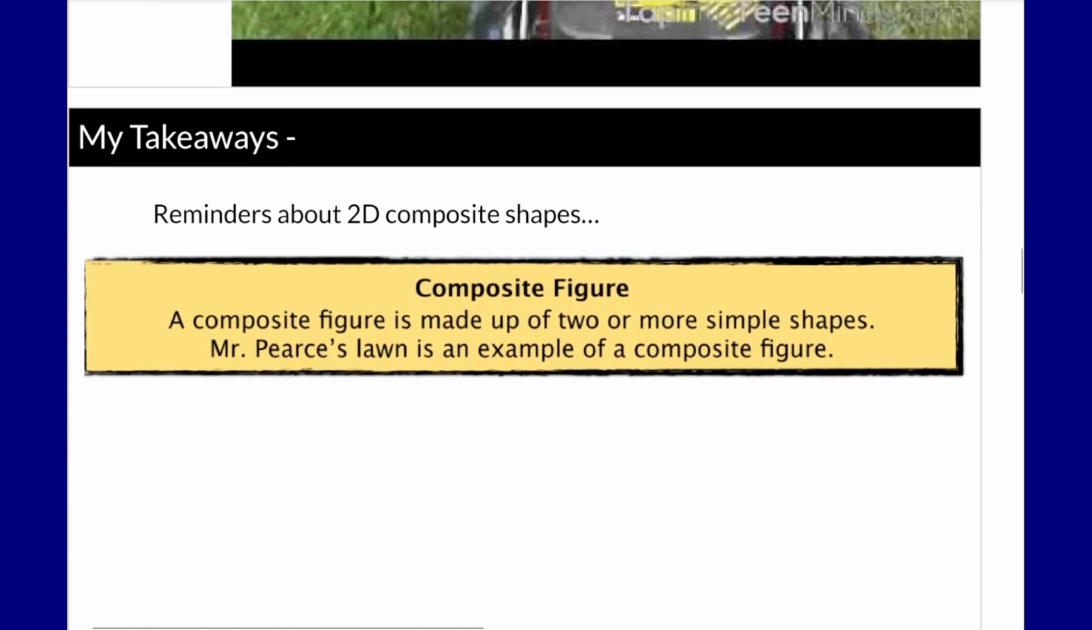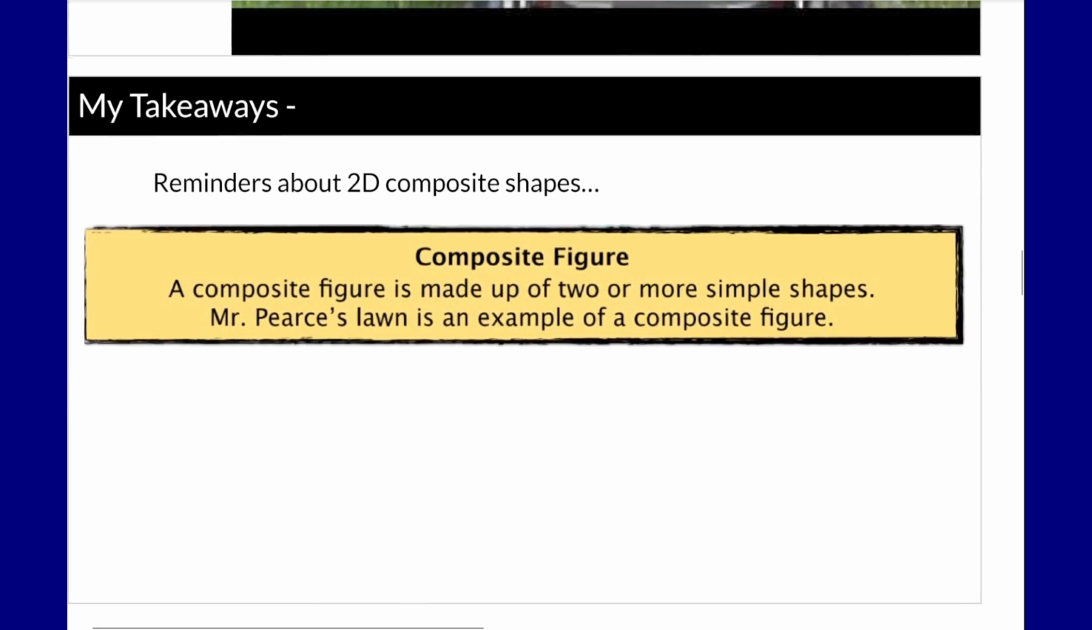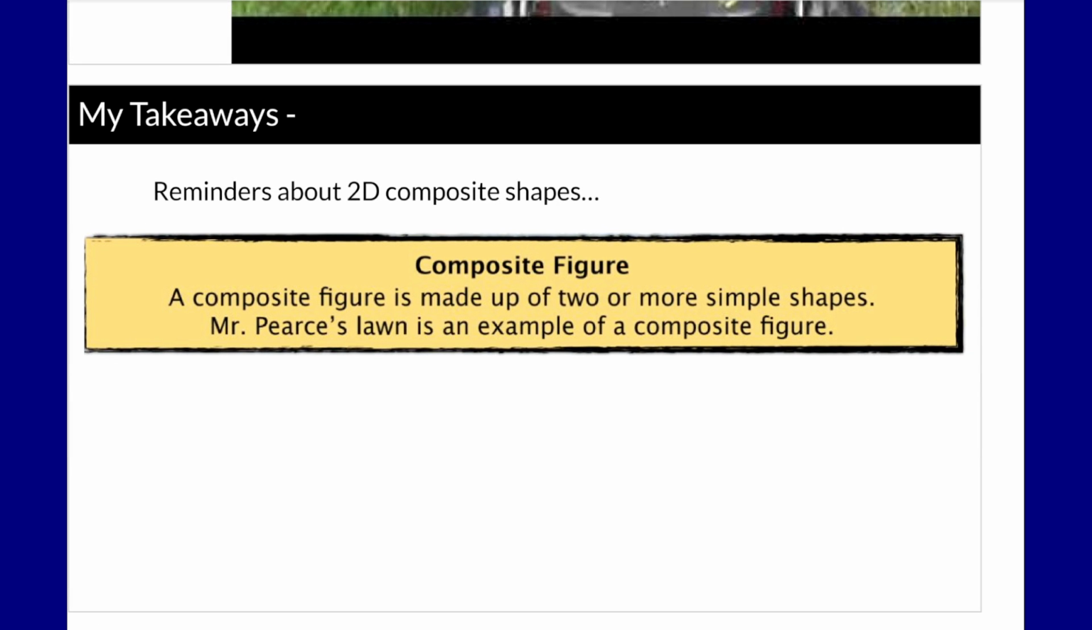So just a reminder about 2D composite shapes. Again, we were looking at composite shapes. By definition, a composite shape or a composite figure is made up of two or more simple shapes. The lawn we just looked at is an example of a composite figure because it was made up of two rectangles and a trapezoid.